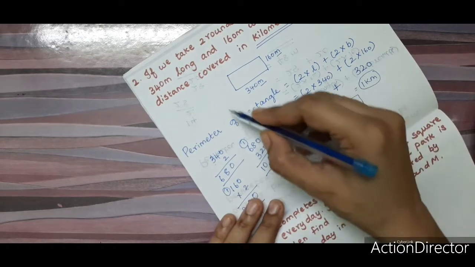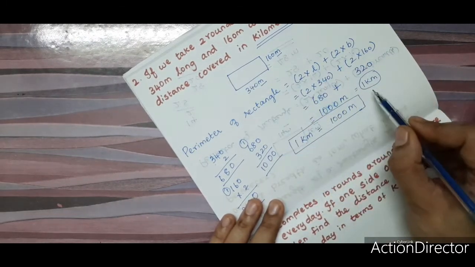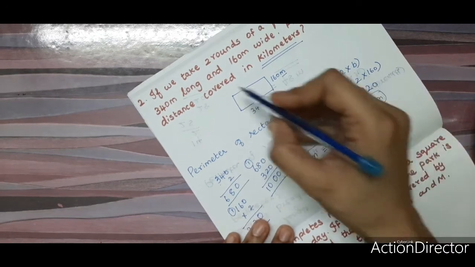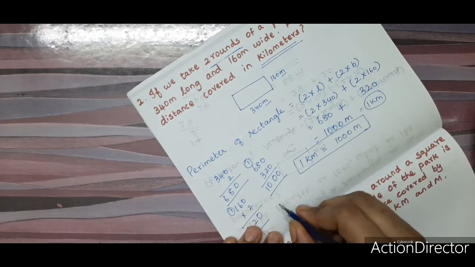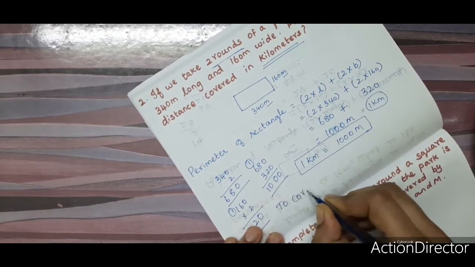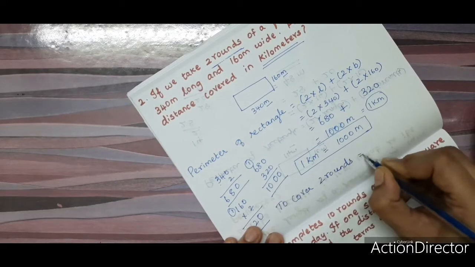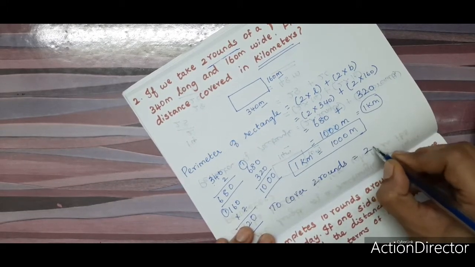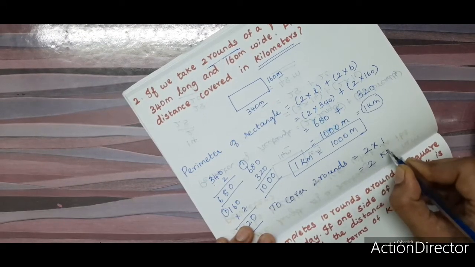So for one round we are going for 1 kilometer, but the question is for 2 rounds. So what we are going to do to cover 2 rounds? 1 round is 1 kilometer, so 2 into 1, that is 2 ones are 2 kilometer.